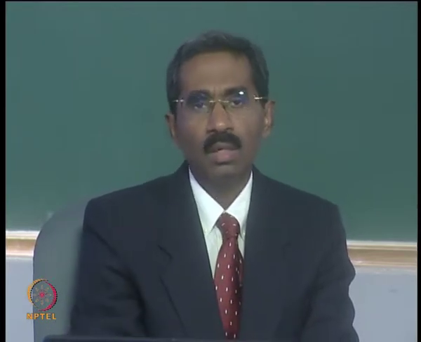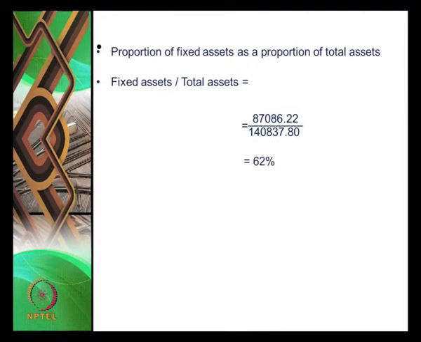The second characteristic that we would find in the balance sheet of an infrastructure company is the proportion of fixed assets as a proportion of total assets. Now the proportion of fixed assets is also very high in an infrastructure company when we compare it as a percentage of total assets. In the case of NTPC, the total assets is 140,837.8 crores. Out of that, the total amount of fixed assets is 87,086.22 crores. So the level of fixed assets is at 62% of the total asset value.